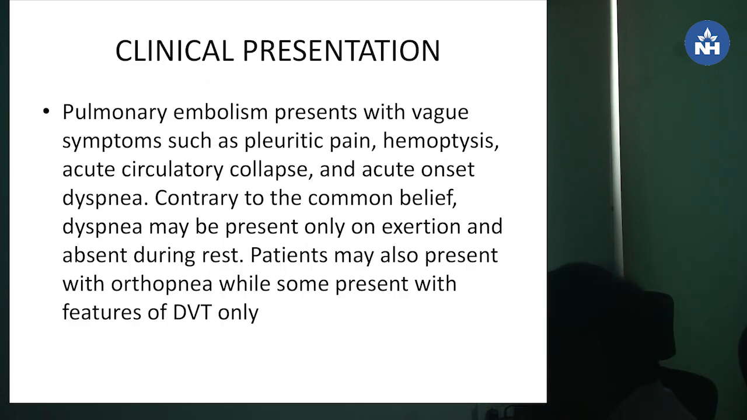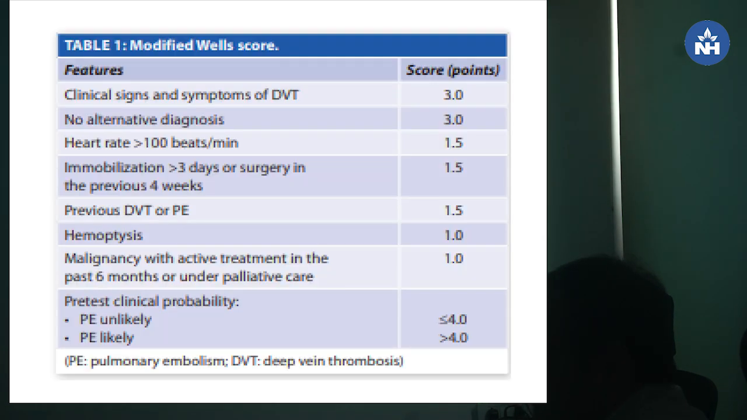So pulmonary embolism presents with vague symptoms such as pleuritic chest pain, hemoptysis, acute circulatory collapse and acute onset dyspnea. But contrary to common belief, dyspnea may be present only on exertion and absent during rest. Patient may also present with orthopnea, while some patients present with features of DVT only. So clinical picture of pulmonary embolism is not specific.